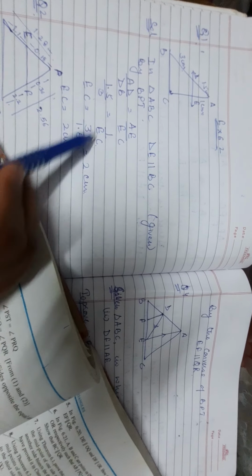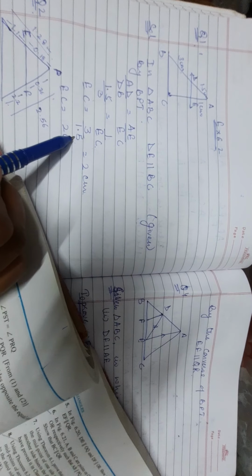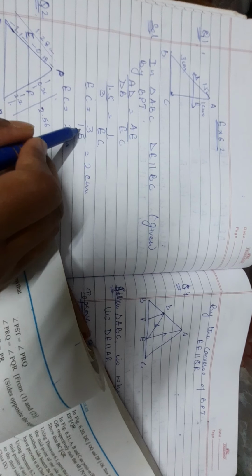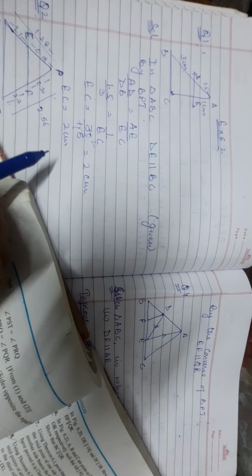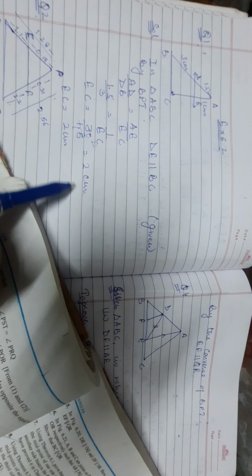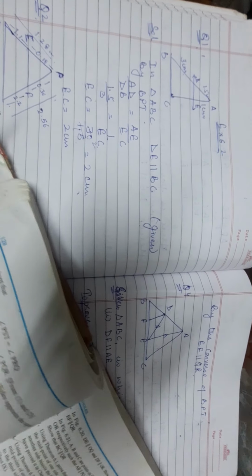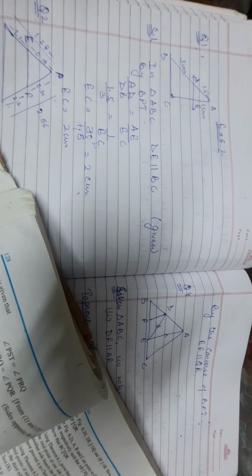Now after cross multiplication we get 3 upon 1.5. We will remove the point and put down the 0, and that will be equal to 2. This is a very easy question. So EC is equal to 2 centimeter. I hope that all of you get clear. This is a very easy and simple question.